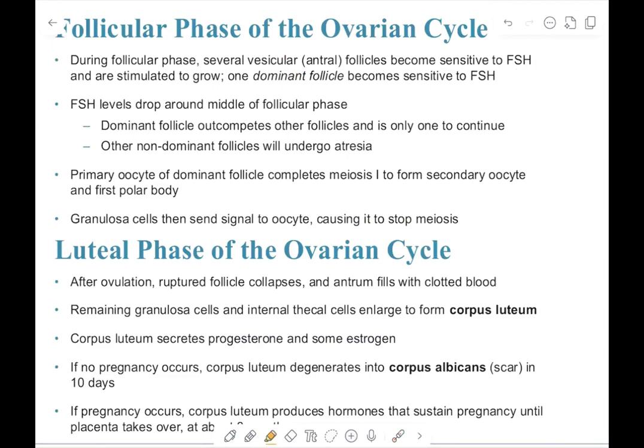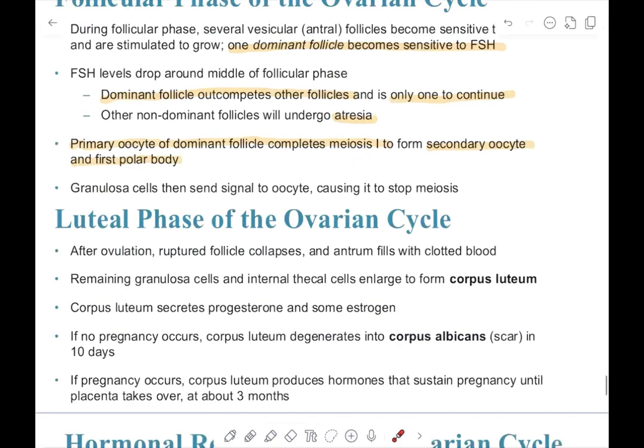During the follicular phase, there are, again, several follicles that become sensitive to FSH. One dominant follicle becomes sensitive and is selected. That dominant follicle outcompetes the other follicles and is the only one to continue. The others are going to die with programmed cell death, which is called atresia, so that primary oocyte completes meiosis 1 to form that secondary oocyte. Remember that primary oocyte was paused in prophase 1.